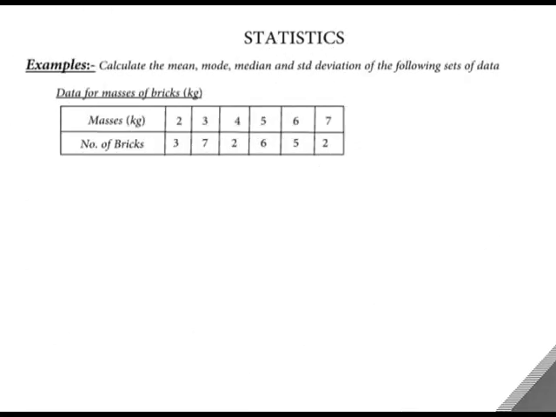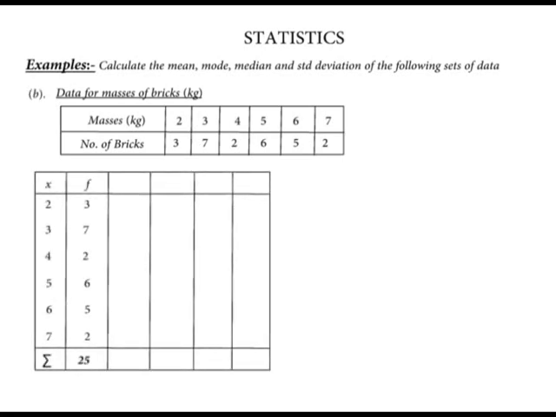Next we go to B. It's a frequency distribution. First we rewrite it in columns. Mass is x and the number of bricks is the frequency. We write the formula first. Mean x bar is equal to summation of fx over the summation of f.